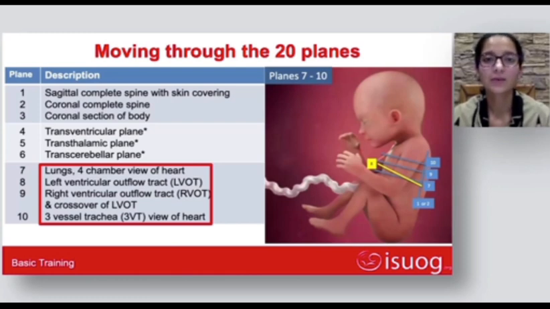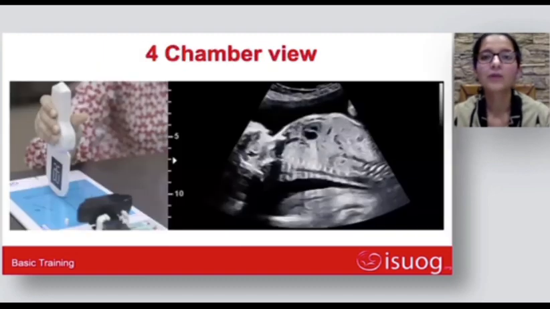Well, the heart is assessed by using 3 axial planes, namely planes 7, 9, and 10, and 1 oblique plane, that is plane 8, which is the plane of the left ventricular outflow tract. Now, since the left ventricular outflow tract is directed towards the fetal right shoulder, we have an oblique plane for assessing it. Now, how do we go about assessing the 4-chamber view?